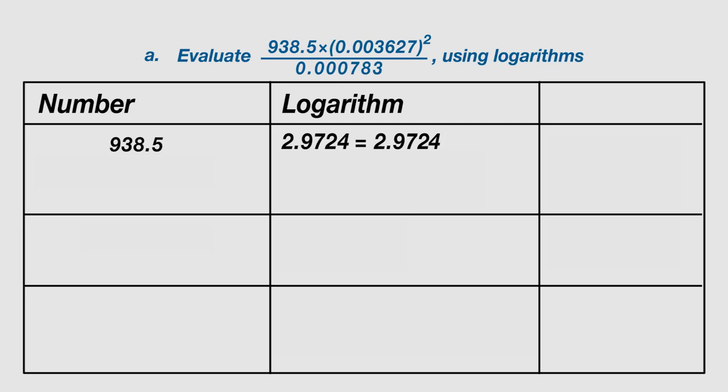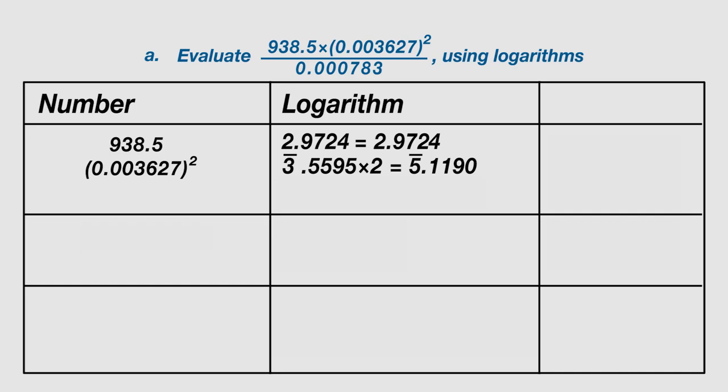The second number in the numerator is 0.003627 raised to the power 2. So we'll read the log of the number and multiply by 2. So doing that, we get bar 3.5595 times 2. Now, that gives us bar 5.1190.